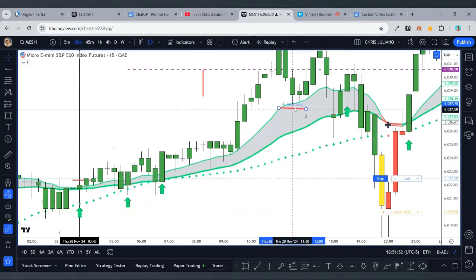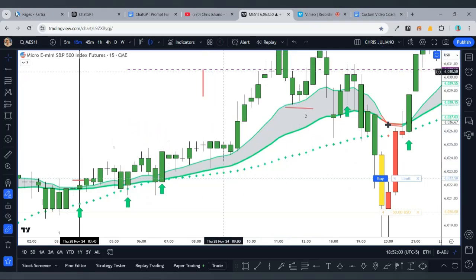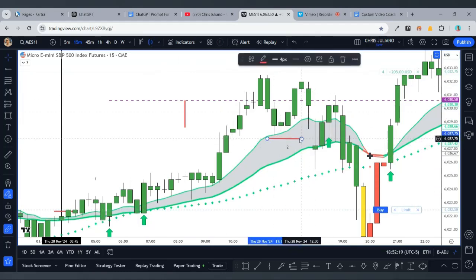Okay, so you would have hit your target right here. It would have gone up a little further, pulled back, double topped here, and then boom, stops you out. So you scaled out of the position, and then it pulled back and stopped you out here. And then you would look for the next trade.